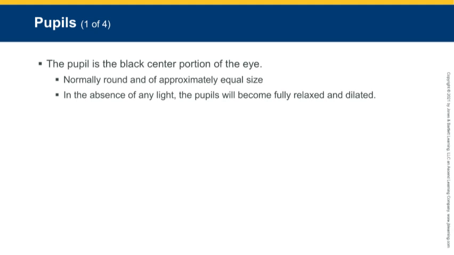The pupils are the black, central portions of the eye, and they play a crucial role in assessing neurological function. Normally, pupils should be round, equal in size, and responsive to changes in light. The absence of light causes pupils to dilate, while exposure to bright light should cause them to constrict.